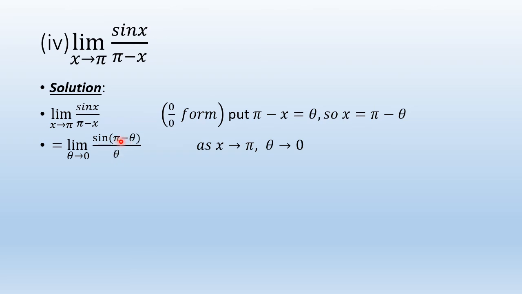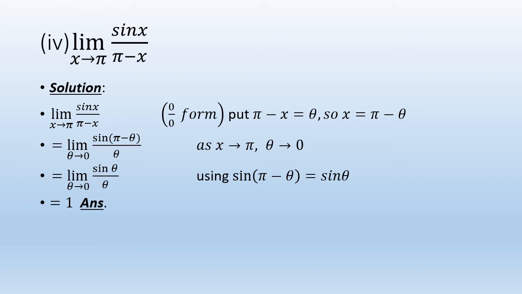Now we have learned allied angles in class first year. From that result, we know that sine pi minus theta equals sine theta. Using sine pi minus theta equals sine theta, now you can write the limit. This limit is equal to 1.